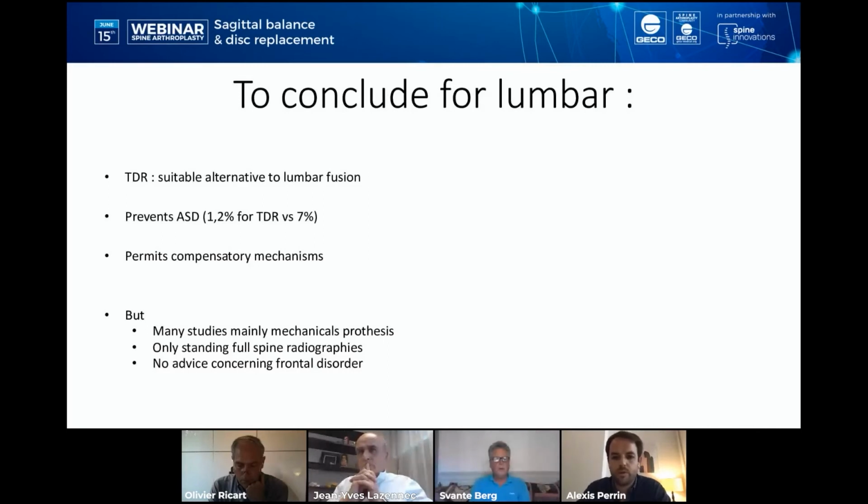It permits to prevent adjacent segment disease, with the percentage that I found, and permits also compensatory mechanisms. But we have to take care with these results because there are many studies with mainly mechanical prostheses and no comparison with elastomeric prostheses. There are only standing full spine radiographies and no sit-in radiographies. Jean-Yves Lesnec is going to talk about that. To finish, no advice concerning frontal disorder.